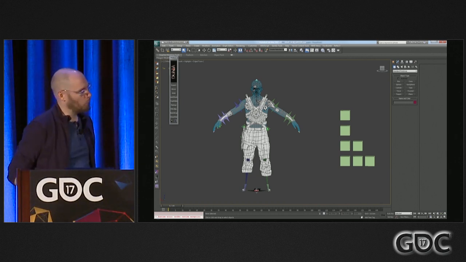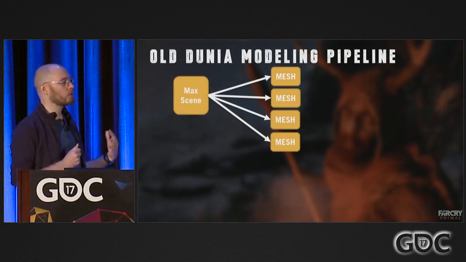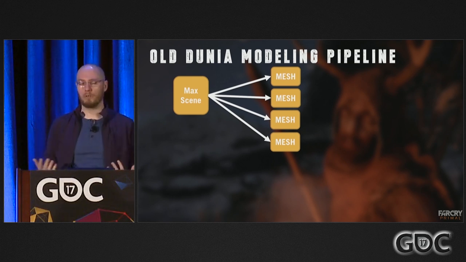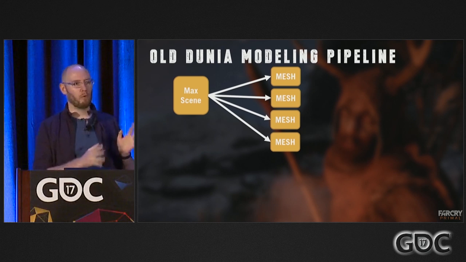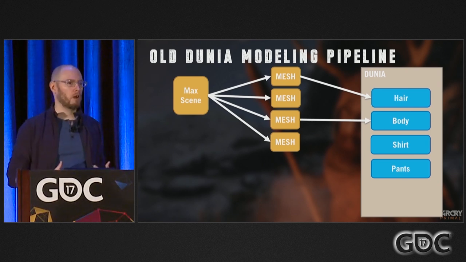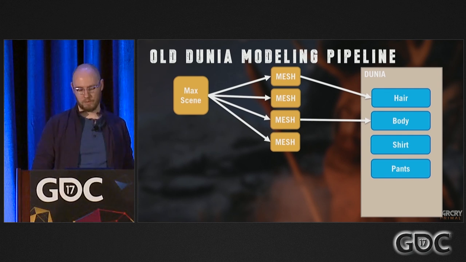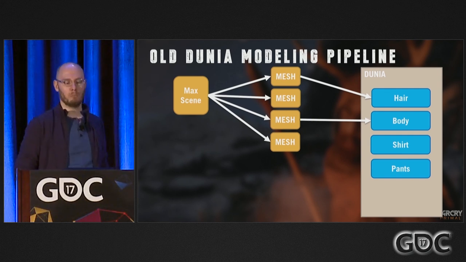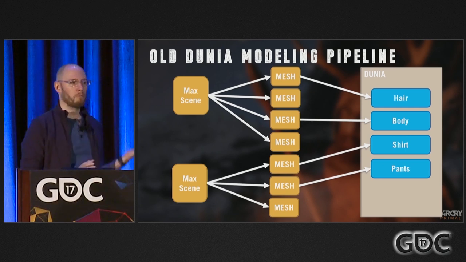So what did it look like in a more abstract sense? We'd have these big Max files, and it would be full of a lot of meshes. This is a conservative example where we're just exporting 4 meshes out of a Max file. After that, we'd go into a game engine and we would assemble a character from different mesh parts. So here we're pulling 2 of the meshes out of this Max file and we're using them for the hair and the body of this character. Some other parts of him are probably coming from a totally different place.